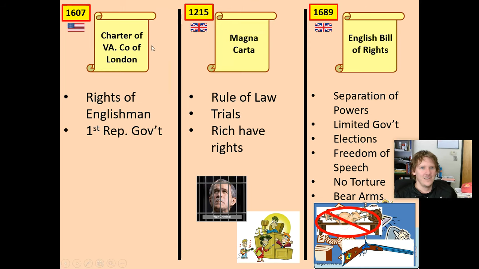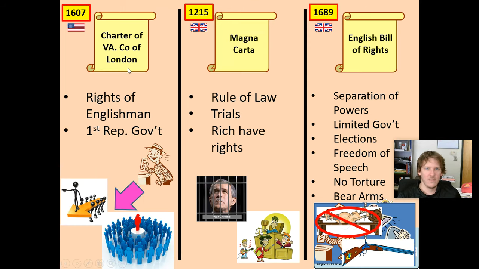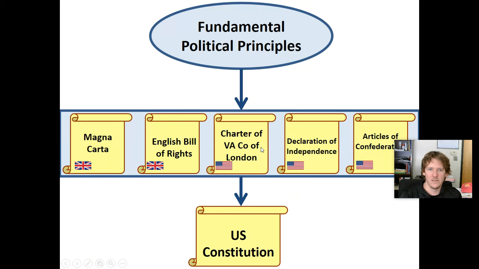Charter of the Virginia Company of London. What fundamental political principle was in here? Well, it talks about the rights of Englishmen, or basic individual rights, which we have in the Constitution, and then representative government. The idea of representative government is written in the Charter of the Virginia Company of London. All of these bullet points end up in the U.S. Constitution. The ideas go in the documents.